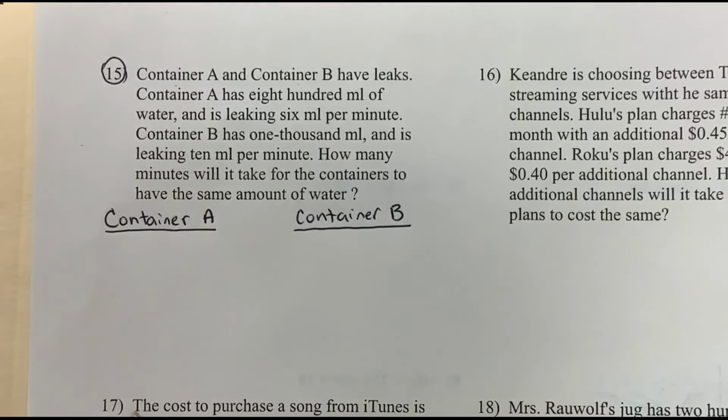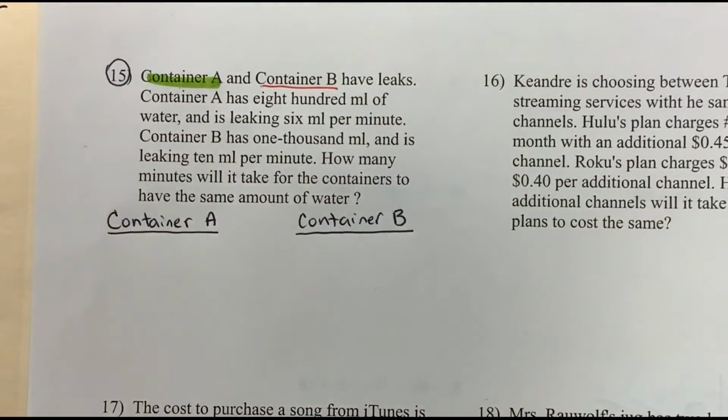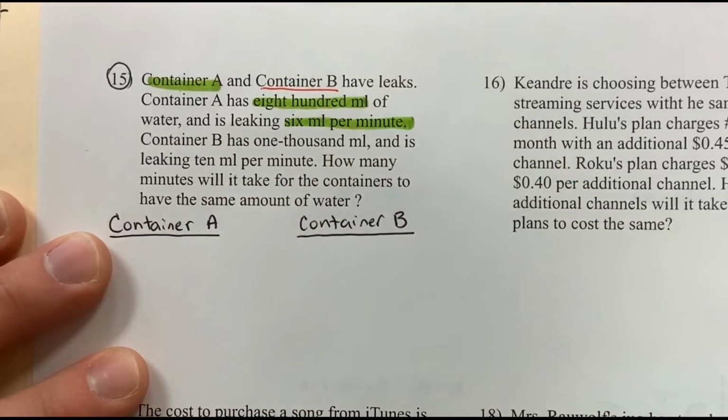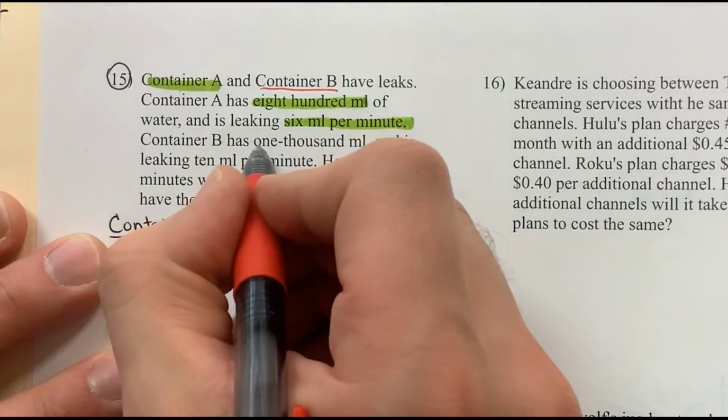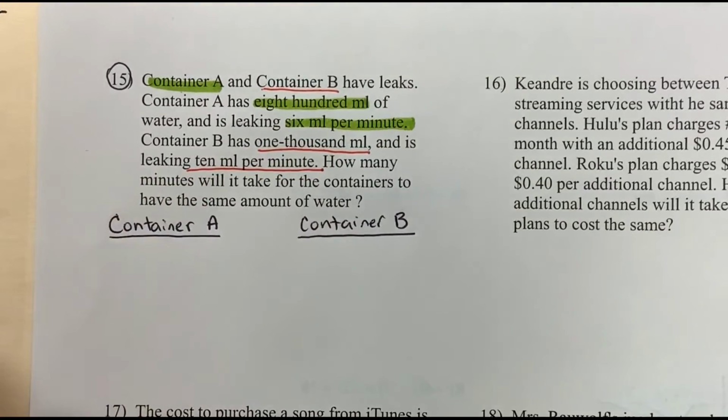All right, we got a couple things going on here. First off, we got 2 different containers. We got container A and we got container B. Container A has 800 milliliters of water and is leaking at 6 milliliters per minute. Container B has 1,000 milliliters of water and is leaking 10 milliliters per minute. Well, let's go ahead and just go straight to sorting out this information.